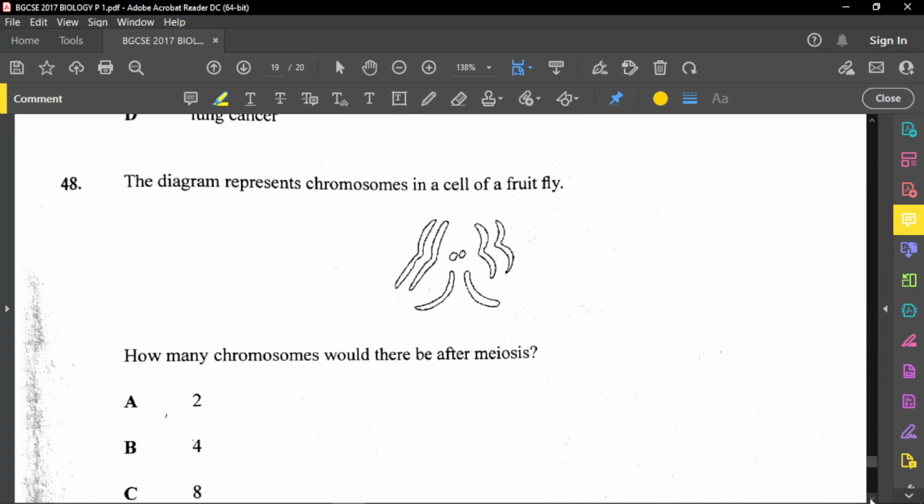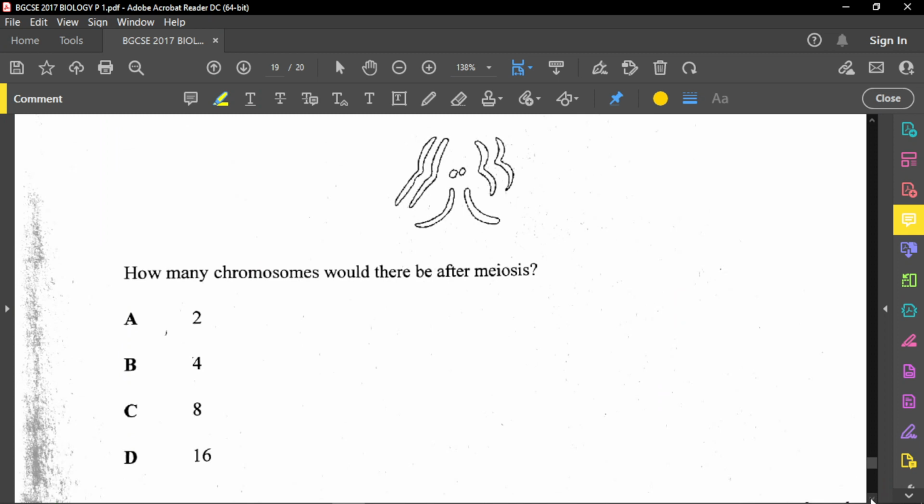All right, so 48. It said the diagram represents chromosomes in a cell of a fruit fly. How many chromosomes would be there after meiosis? So meiosis produces half the number of chromosomes. That's the first thing you need to know. How many chromosomes are here? We have 8 chromosomes, or 4 pairs. So this is a pair, another pair, another pair, another pair. So we have 4 pairs of chromosomes, a total of 8 chromosomes. So a gamete, which is after meiosis, will have half the number. So we're going to have 4 chromosomes in a cell after meiosis, half the number. All right? So 8 chromosomes, half the number is 4.